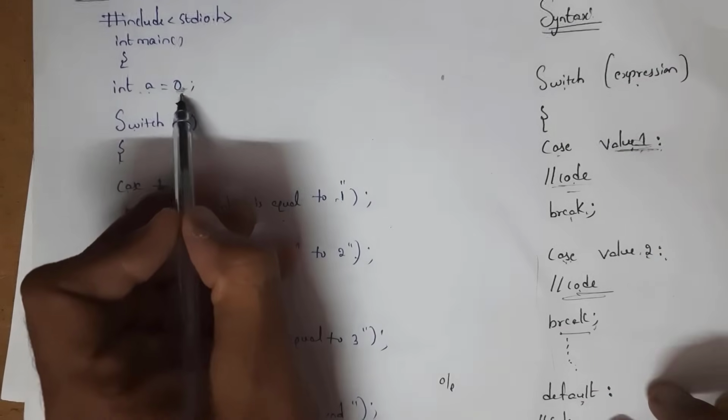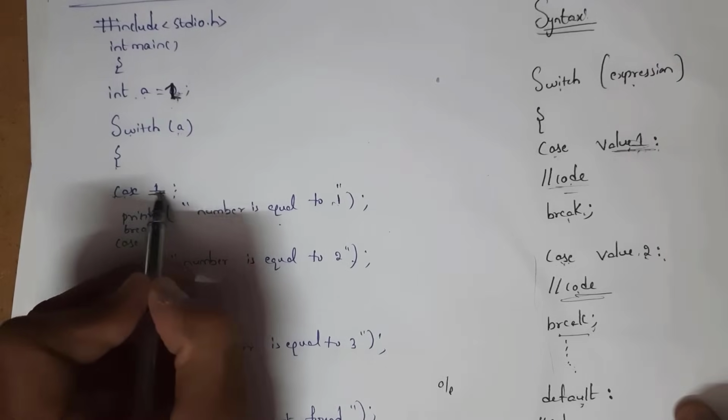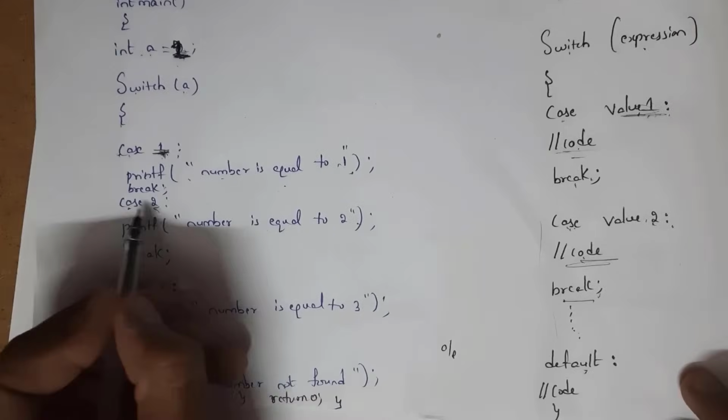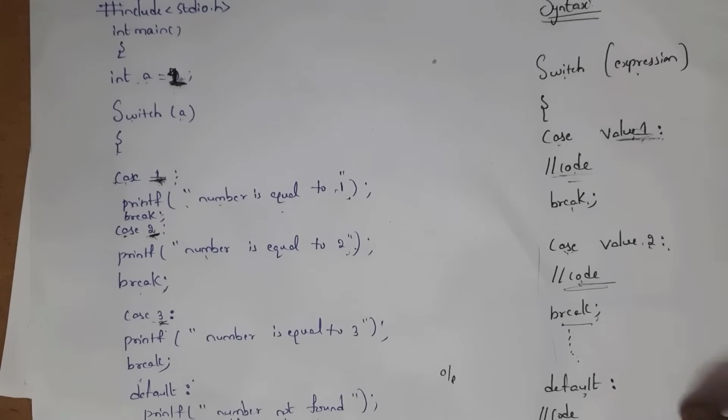For example, here in place of 0, if I give value of a as 1, here case 1, this 1 is equal to 1. So I will get output as number is equal to 1. If I give value of a as 2, then case 2. This 2 is equal to 2. So I will get output as number is equal to 2. This is C program for switch statement.